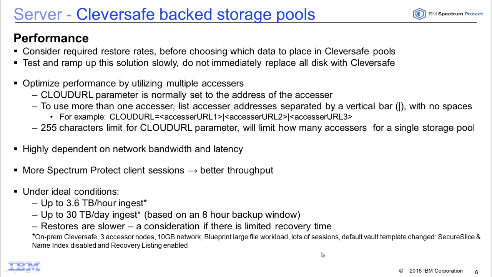Lots of sessions coming in, and of course we went through and set up the default template so that we had the secure slice and name index disabled and the recovery listing enabled. And with those conditions, we've had about 3.6 terabyte per hour or 30 terabyte per day ingest rates. And once again, your restores are going to be a bit slower.